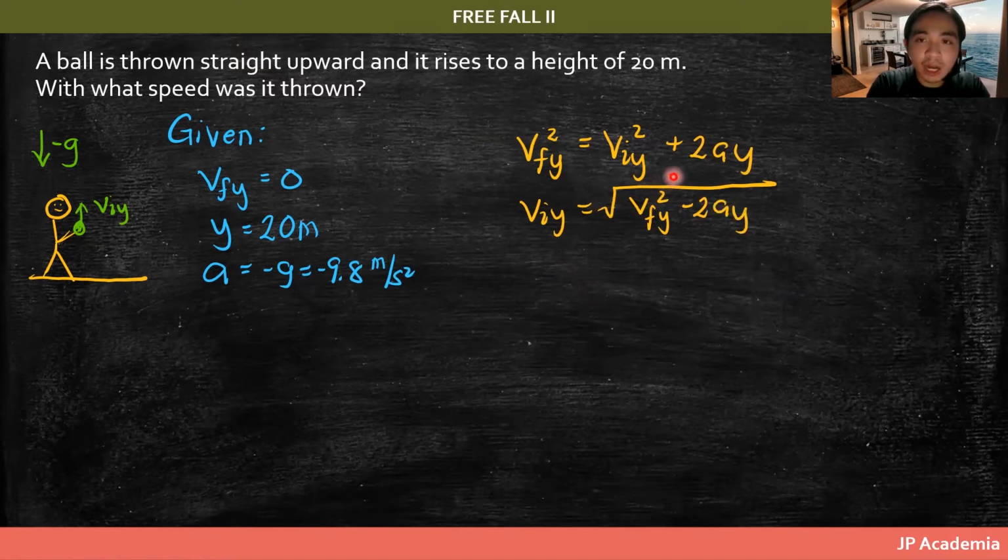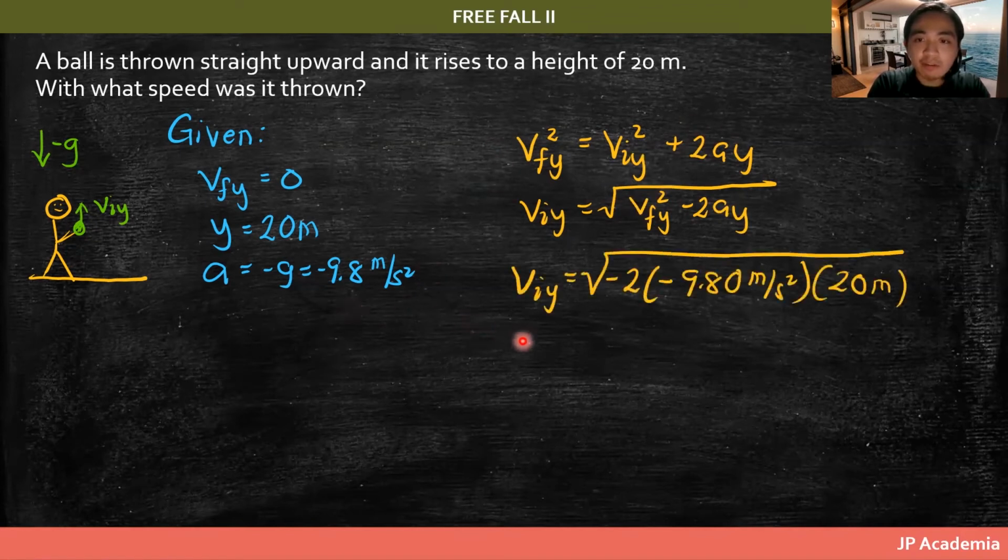And therefore, manipulating this equation, so medyo algebra lang yan, you will get this final value of v_iy or the speed which is equal to 20 meters per second. Okay, so medyo madali lang naman yung problem na to and straightforward siya.